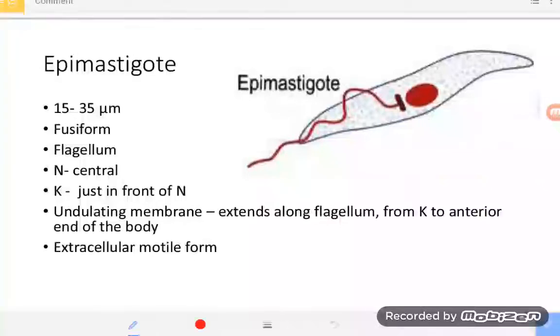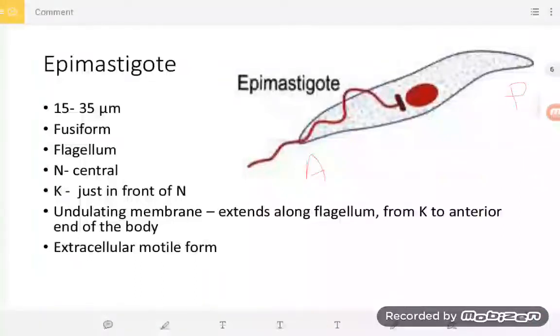The kinetoplast is in front of the nucleus. So here, this is the anterior part, this is the posterior part. So when you are drawing, you have to consider the anterior and posterior parts. The kinetoplast is in front of the nucleus, and here you can see the undulating membrane. That means from the kinetoplast, the flagellum arising until the body, we call the undulating membrane. The free part of the flagellum we call the flagellum, right? So these are the things you should know.